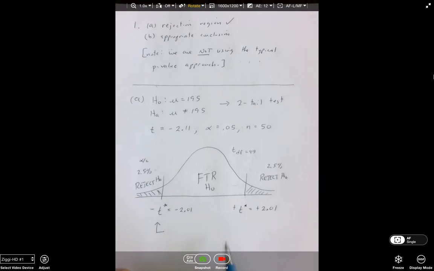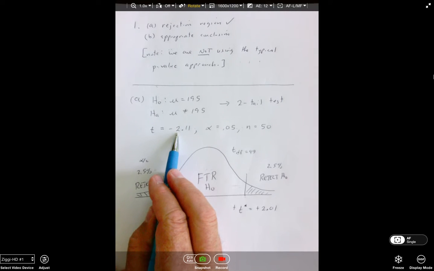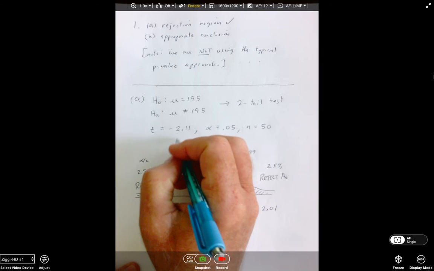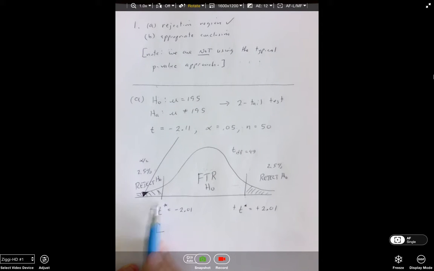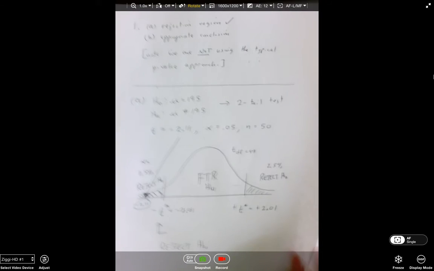Now for my appropriate conclusion, we have to find where our test statistic falls. Our test statistic falls somewhere to the left of negative 2.01. So negative 2.11, which is our test statistic, falls about there, which is in the reject region. So our appropriate conclusion is reject H sub 0. Second problem.